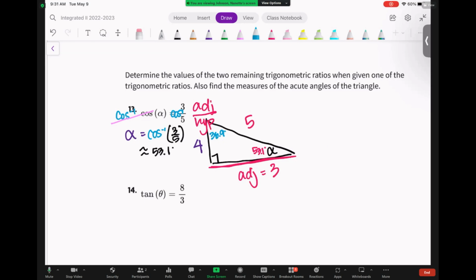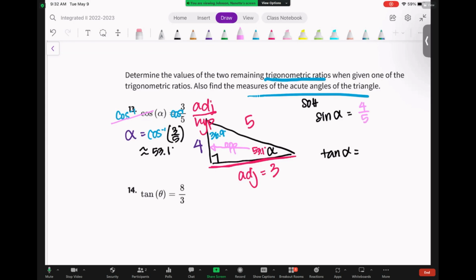So I did this part, right? And now I just have to find the remaining trig ratios. I'm going to keep calling him alpha because that's what they gave me, cosine alpha. So they want me to find sine of alpha and tangent of alpha based on my right triangle. If you remember, sine is opposite over hypotenuse. So I need the opposite. The opposite of alpha is this guy here. So it's 4 over 5.